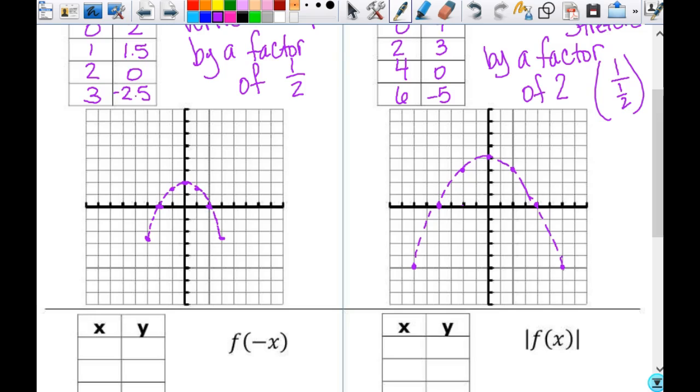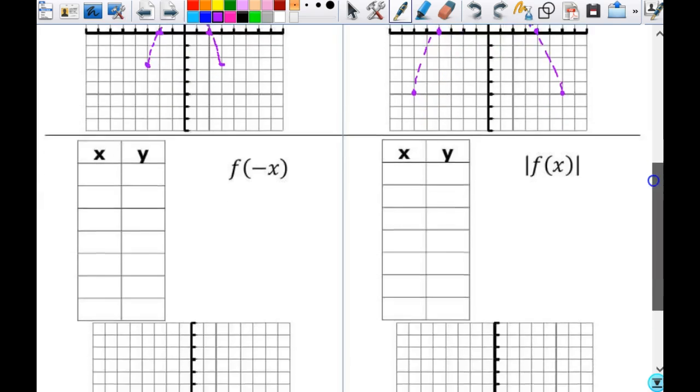We good? It's a horizontal stretch, right? And if it was 2x, there's not one of those on here. There probably should be. f of 2x, then it would be a compression, right? All right, good. All right, so now we look at this one.